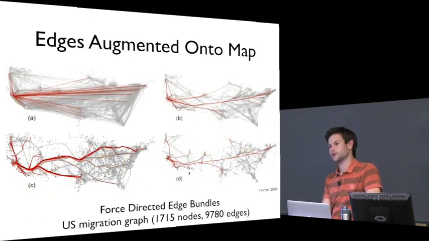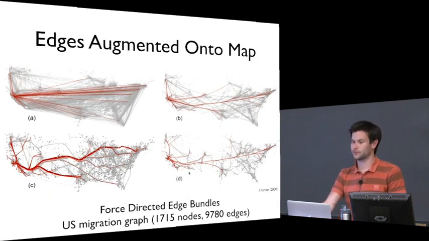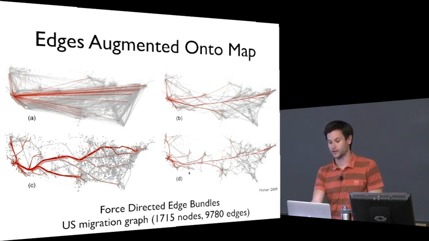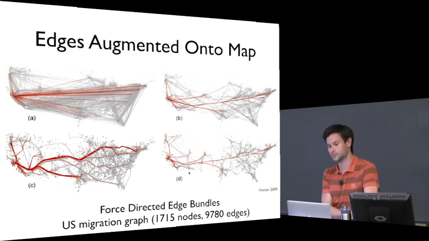So if you want to encode connections on a map, like flight connections, or in that case, migration data in the US, so who migrates from which part of the country to which other part of the country, then if you just add lines, it will get really cluttered. So you can't see any trends.